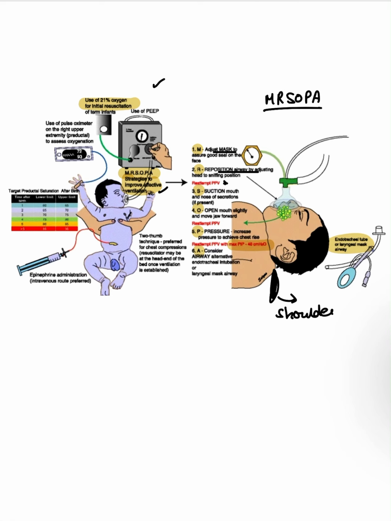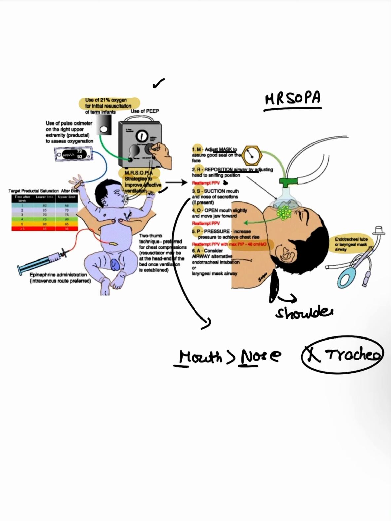S is suction. So how do you suction? Always remember, guys, suction first the mouth, then followed by the nose. So how do you remember? L, M, N in alphabetical order. Never suction the trachea, guys. This is a very important MCQ. Okay. Then O is for open the mouth, and keep the jaw forward.